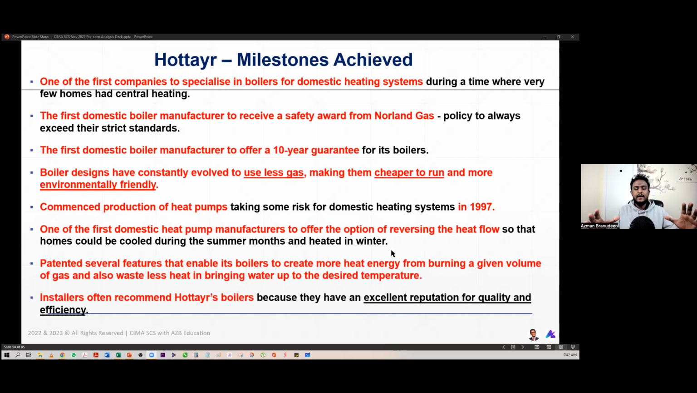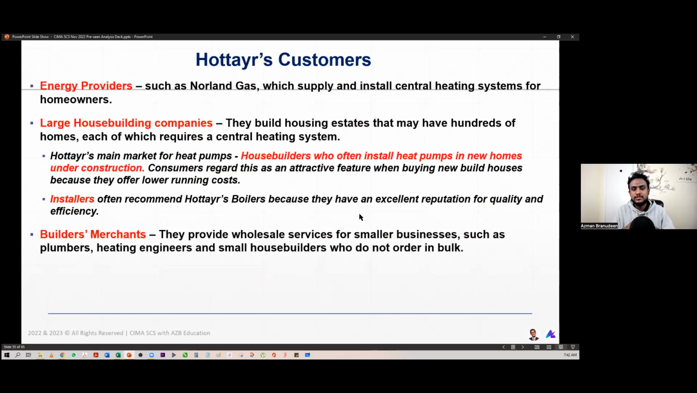All right. So these are very important because it builds a very positive picture about our company. Have these in the back of your mind always, because you never know when you might be able to use one of these points when you're writing an answer, especially in a situation where you have to justify the strength of the company. That brings me to the next, which is Hottayr's customers. Who are our customers? We are dealing with three groups. The first is energy providers, right?